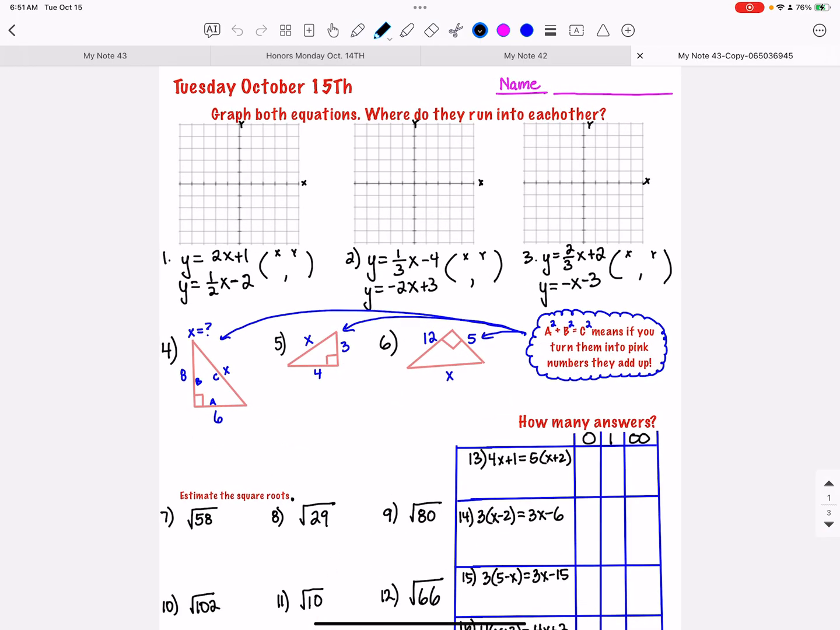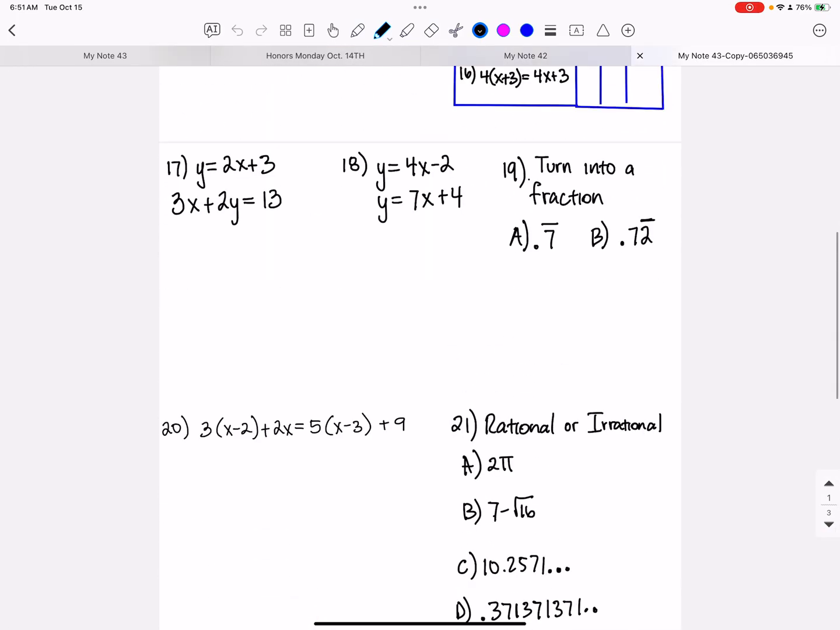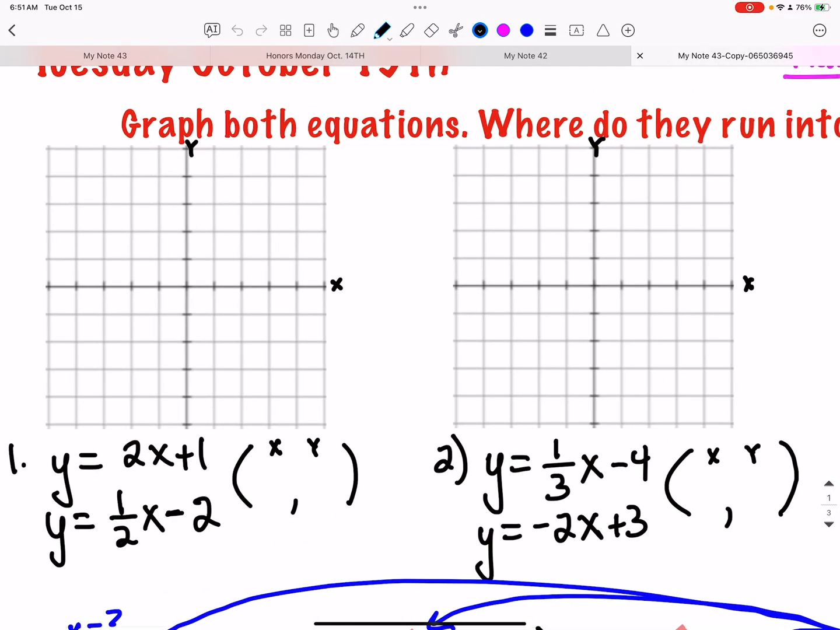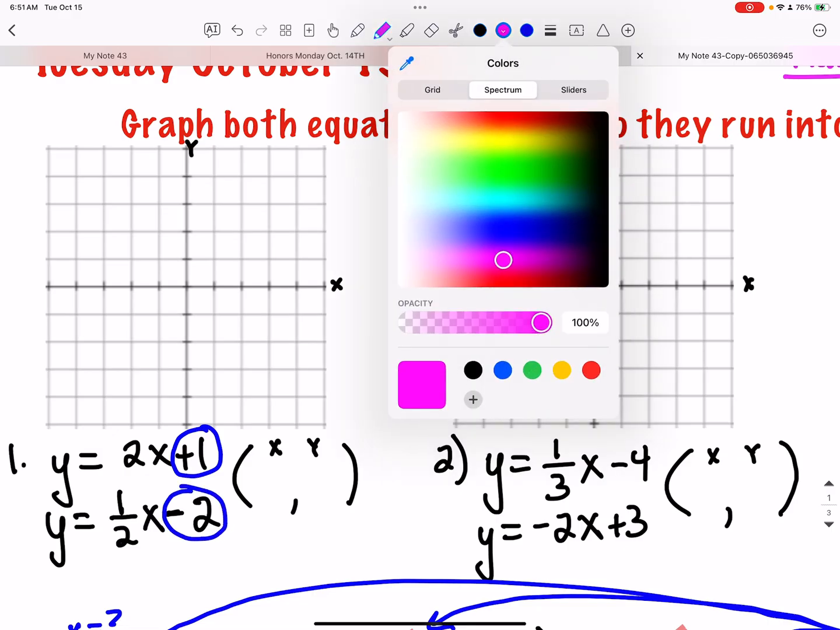All right, guys. There's what? 21 questions. You can go pretty fast. Okay, graph both of these. Okay, here we go. There's the baby's laundry and the baby's laundry, and there's my laundry and my laundry.